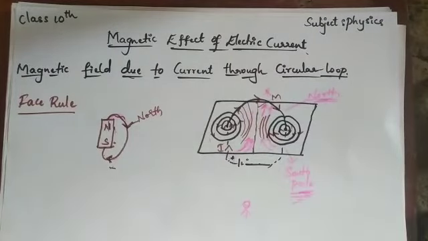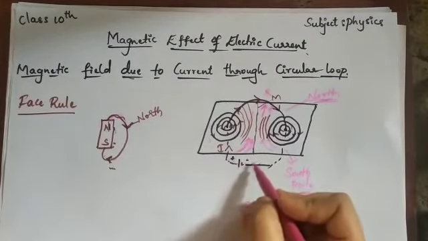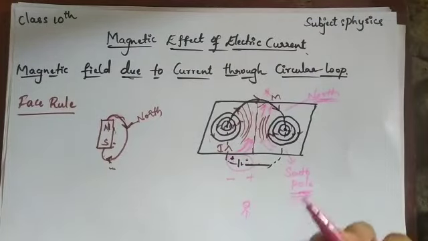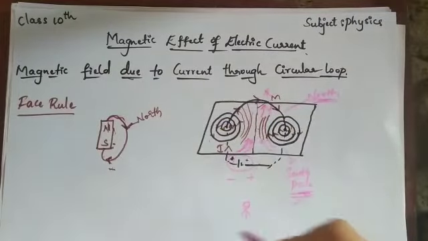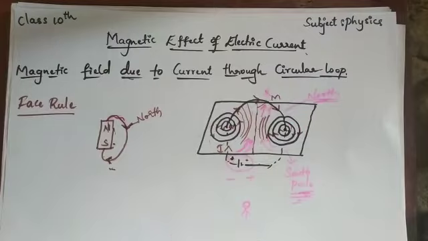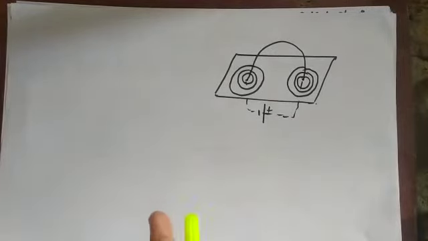Now if I reverse the polarity like this, one will be negative and the other will be positive, which means the current will be flowing in the anti-clockwise direction. So if the current is moving in the anti-clockwise direction, what happens? I have now changed the polarity.